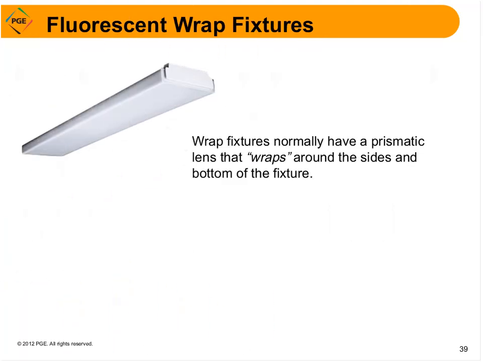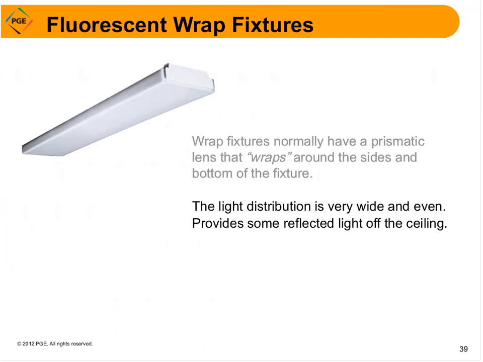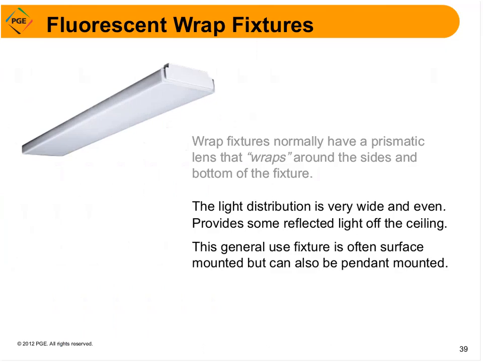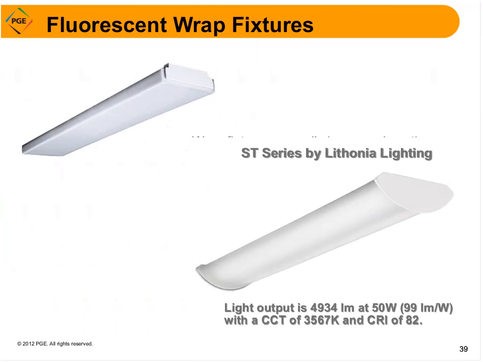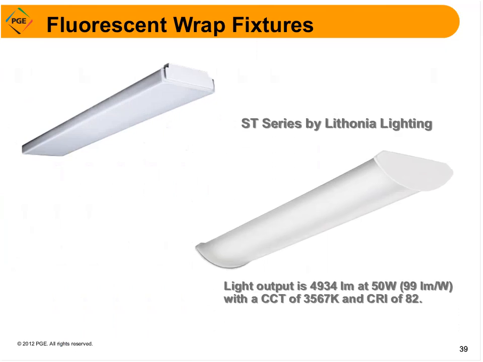The fluorescent wrap fixture is used everywhere it should, and in many places it shouldn't. It's a common use fixture that is inexpensive. It has a very wide and even light distribution and can be surface mounted or pendant mounted. And here's an example of an LED version. And I know that this is going to have to be less expensive in order to compete with the fluorescent.